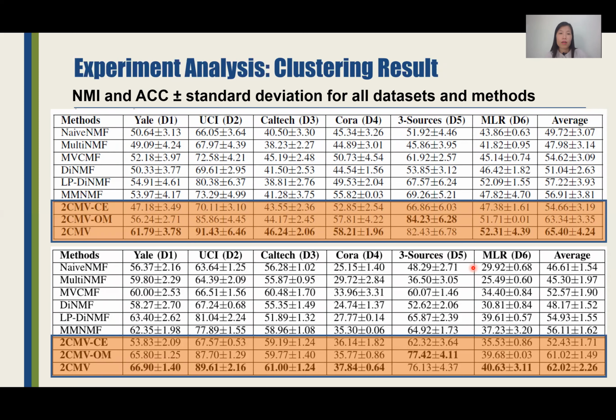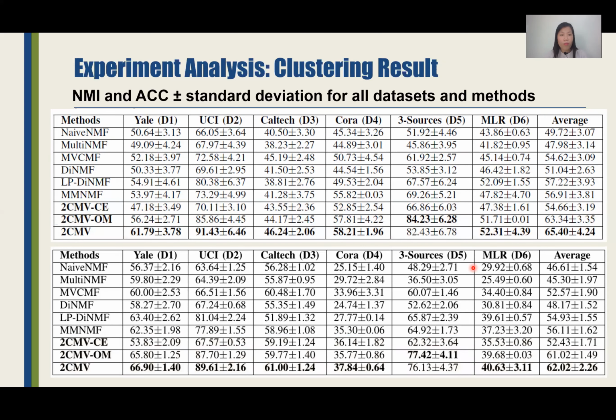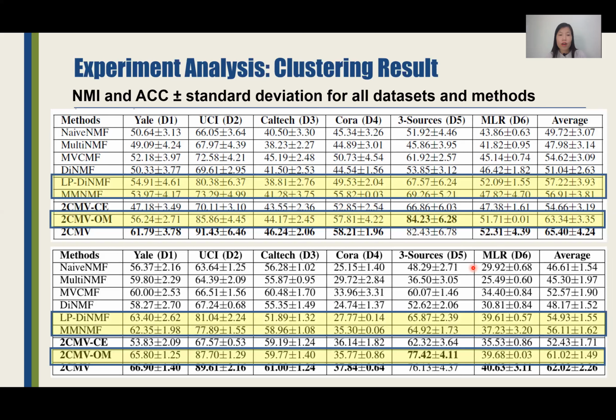The two tables show the clustering results of 2CMV and other benchmarking methods. We see that 2CMV and its variations can easily outperform other benchmarking methods, demonstrated by higher NMI and accuracy on all datasets. Furthermore, we see that 2CMV also outperforms its variants, which is evidence that both the optimal manifold and the complementary enhancing term are needed to have higher clustering performance. Furthermore, we see that LPDNMF, which learns the manifold on each view only, and MMNMF, which learns the consensus manifold, are easily outperformed by 2CMV-OM, which only learns the optimal manifold. This is evidence of the effectiveness of the proposed optimal manifold.